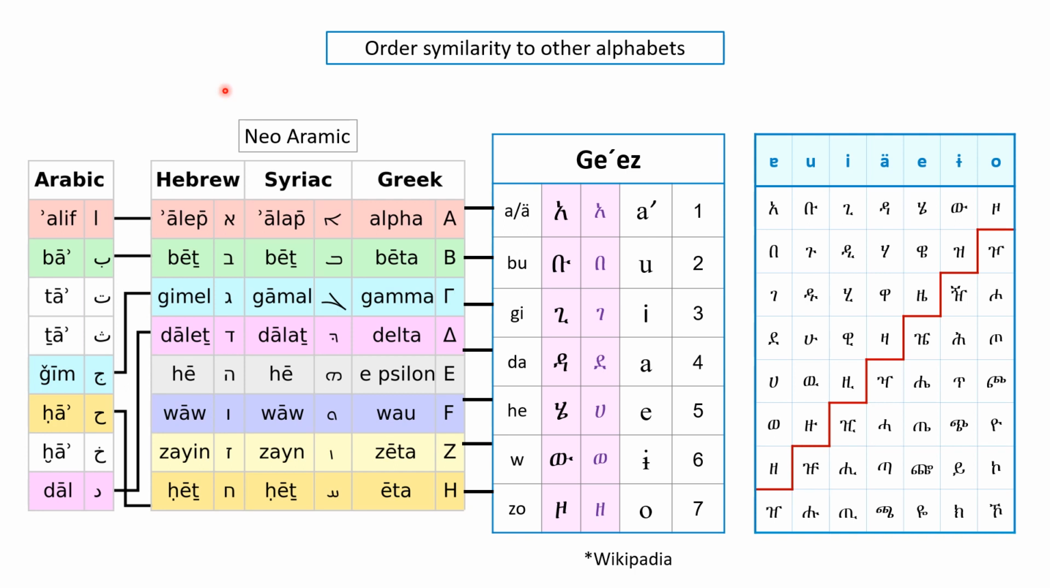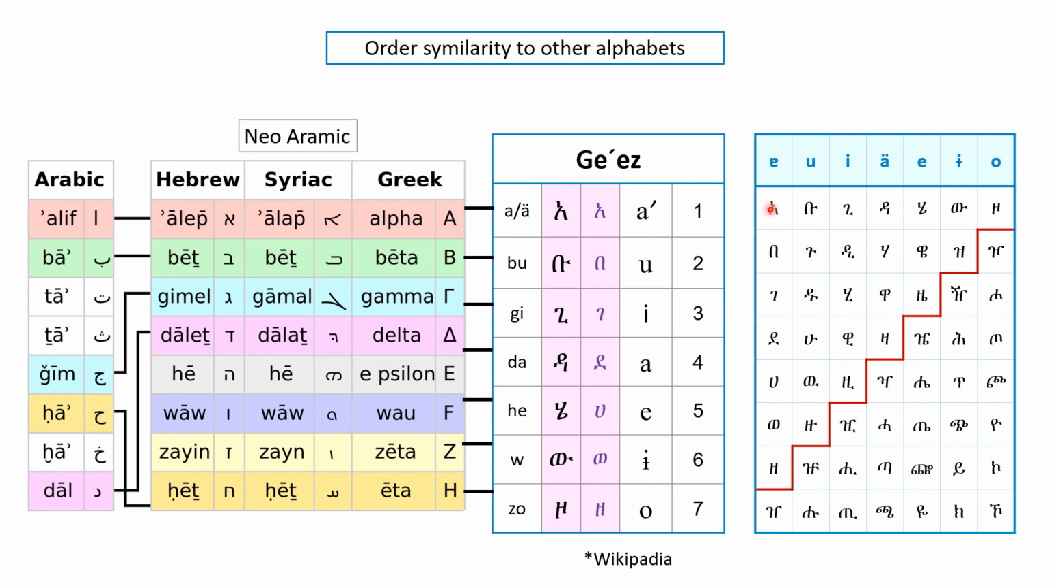Abugida order similarity to other alphabets. For example, to Arabic: Alif, Ba, Ta, Tha, Jim, Ha, Kha, Dal. To Greek: Alpha, Beta, Gamma, Delta, Epsilon, Zeta, Eta. Abugida, he, u, zo. A, B, G, D, H, W, Z.